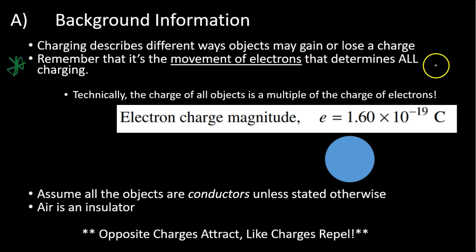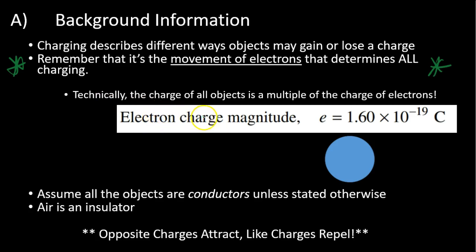As was mentioned in the last video, the protons and neutrons are locked in the nucleus. It's those orbiting electrons that have the ability to move around. So we are always talking about the movement of electrons. That decides when things become both negatively and positively charged. A correct answer will never be protons moved from one object to another. That doesn't happen.